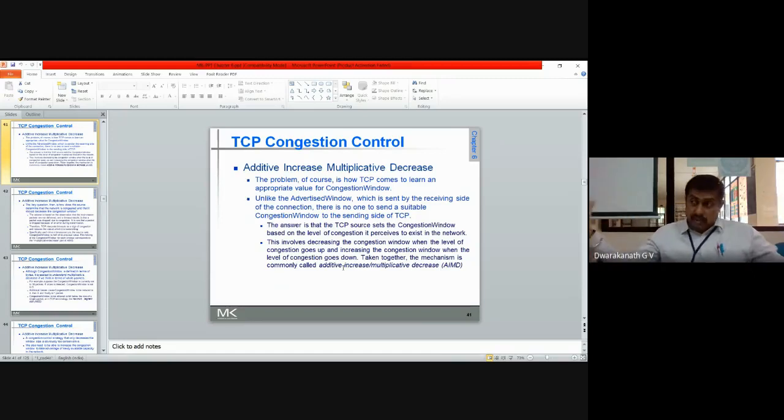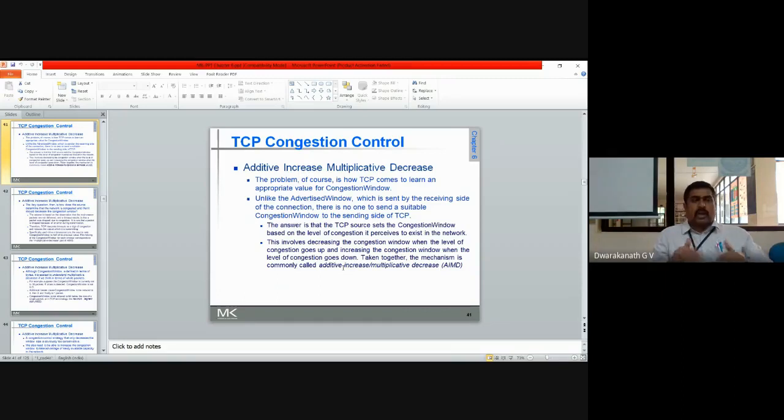Now, what is the congestion level in your network? What is the traffic level in your network? Based on that, your congestion window will be set. Then how will the source come to know what the load and traffic in the network is? This involves decreasing the congestion window when the level of congestion goes up and increasing the congestion window when the level of congestion comes down. Taken together, the mechanism is commonly called additive increase, multiplicative decrease.